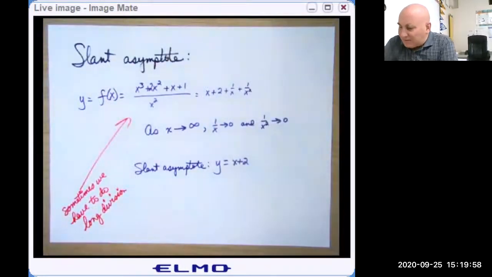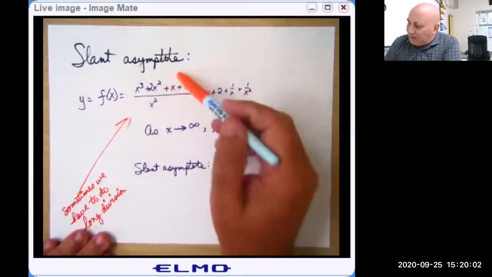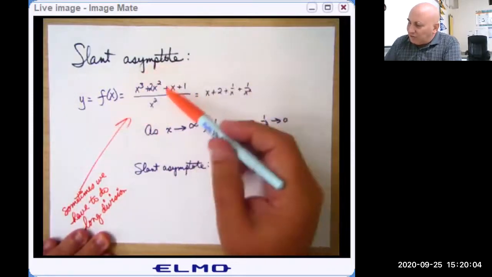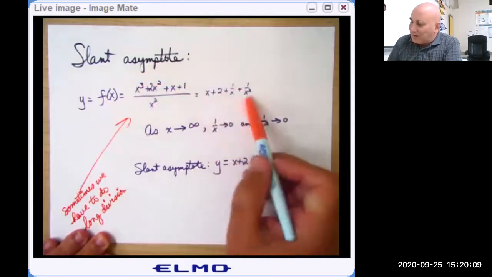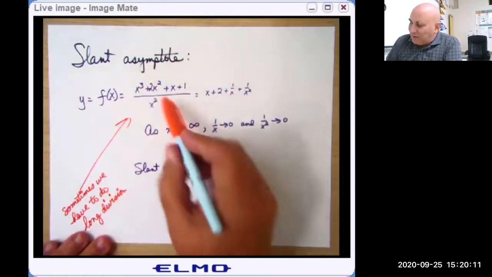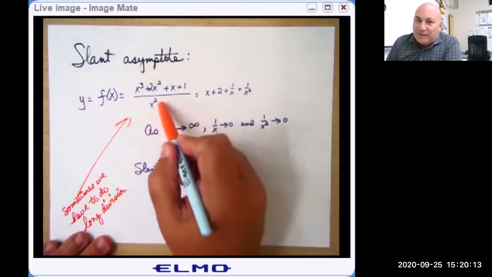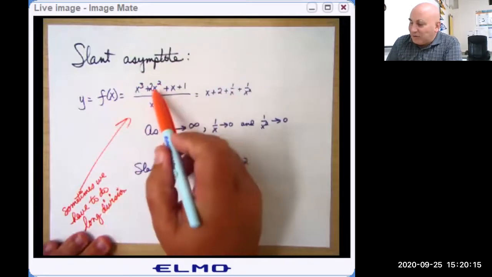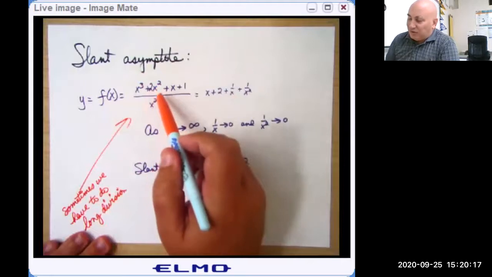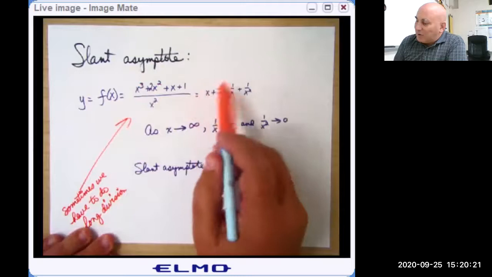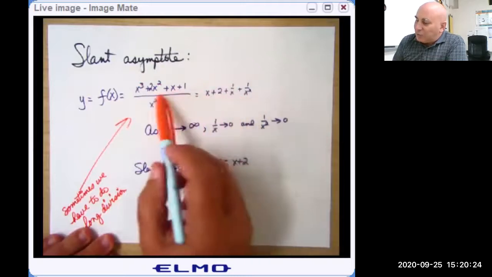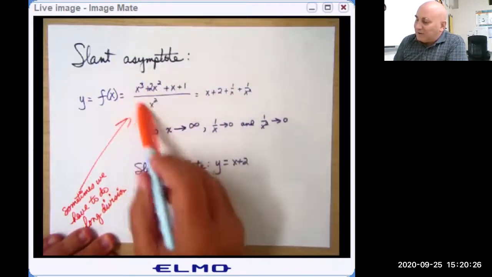How do we find a slant asymptote? Well, we have to do division. In this function, the division's pretty easy. I could take each of these terms and divide it by x squared, and that's what I'd get. But if that were x squared plus 1, for example, I'd actually have to do some polynomial long division to get this. This is not a slant asymptote. All this is out here is rewriting this.